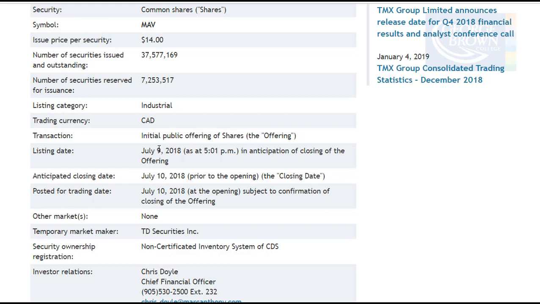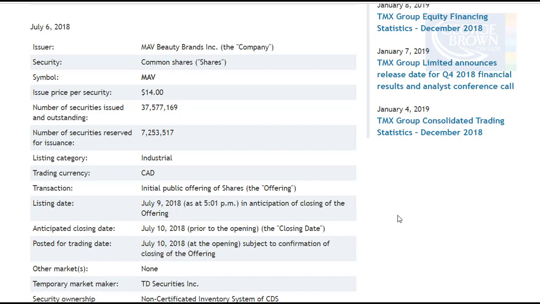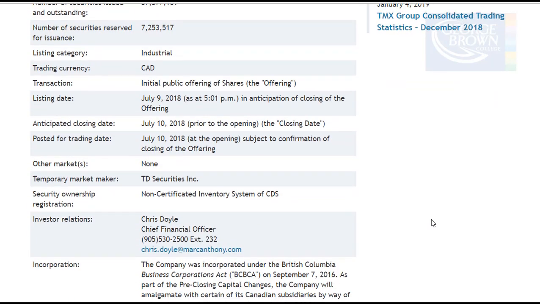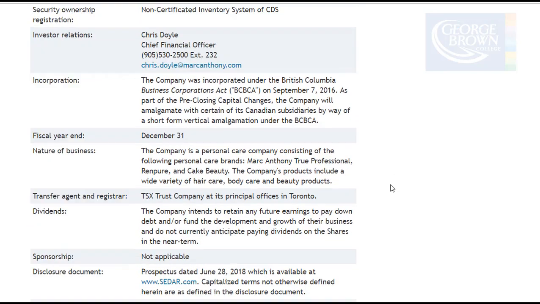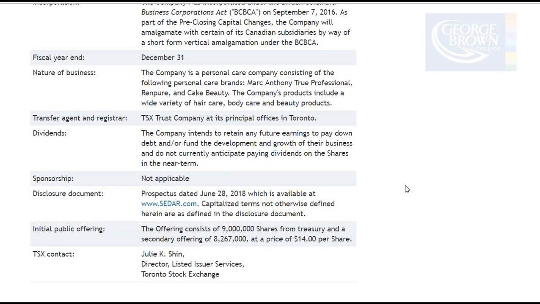So you can see that this transaction was an IPO, an initial public offering of shares. MAV Beauty Brands would have been a private company, and they've done an IPO to raise capital. So the company would have received capital from this offering, okay? And you can see the temporary market maker is TD Securities. So TD Securities would have been the underwriter, okay? A little bit of nature of business, disclosure documents, etc. And here it is, the IPO, the initial public offering.